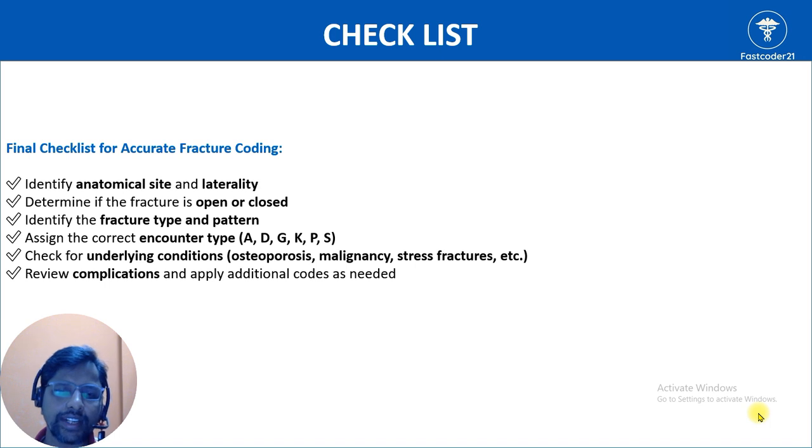Next is to check for underlying condition. What is the reason for the fracture? Whether it is due to osteoporosis, malignancy, stress fractures or any type of traumatic fractures. And also we need to check for complications related to fractures, and we need to code those complications separately along with the fracture code.